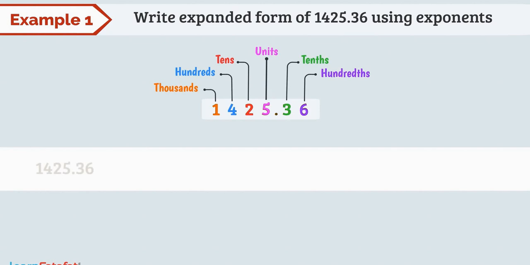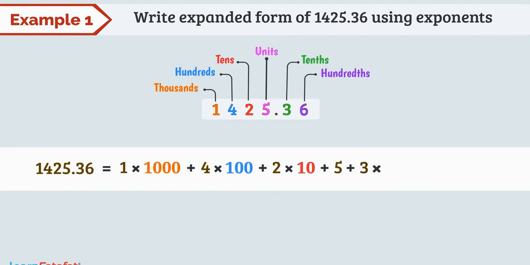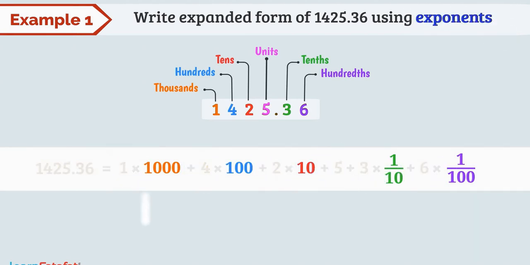So we can write its expanded form as 1 into 1000 plus 4 into 100 plus 2 into 10 plus 5 plus 3 into 1 by 10 plus 6 into 1 by 100. To write it using exponents, we keep the digits of the number the same and write multiples of 10 in exponent form.